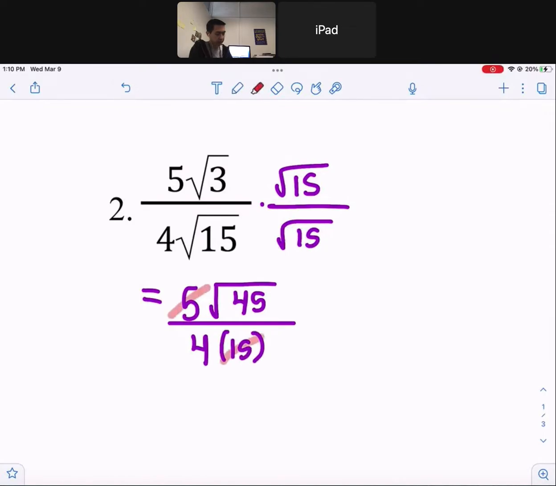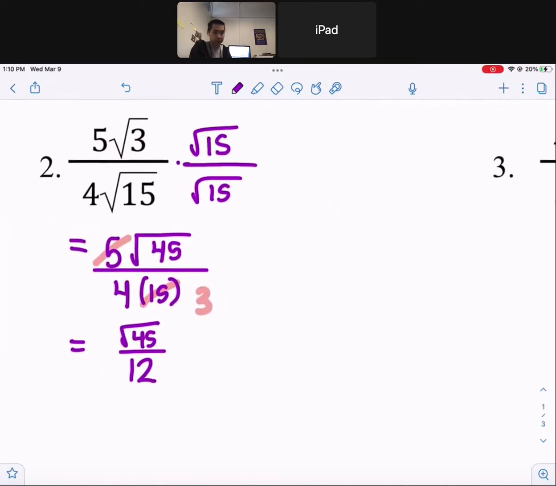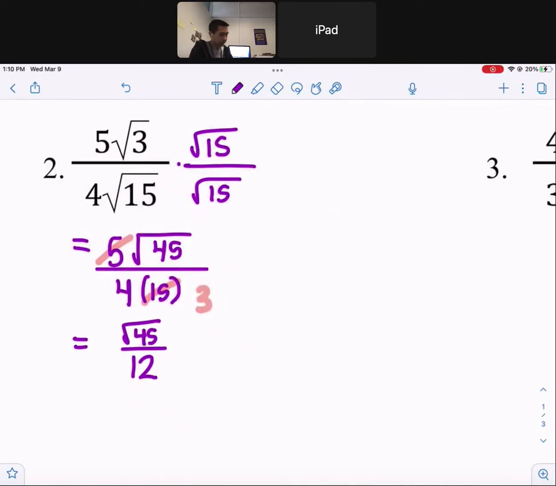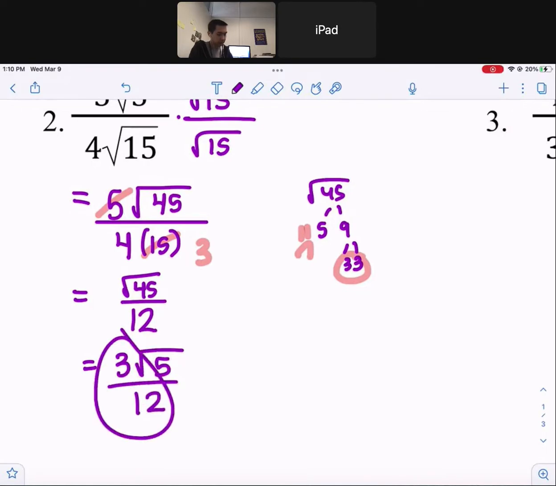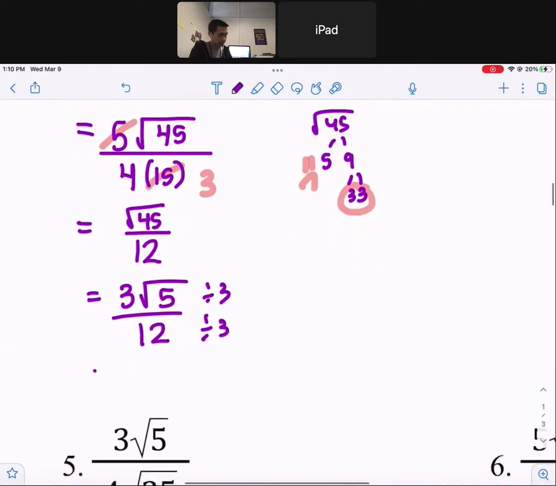Now, we can cancel a 5 from top and bottom, and that will give us a 3, right? So what we really have is rad 45 all over 12. So let's simplify our square root and see, after we do this, if anything else cancels. Pairs of 3s, left over 5, so we're going to get a 3 on the outside, left over 5 on the inside, and we can simplify that fraction, right? Divide top and bottom by 3. So we get radical 5 all over 4.